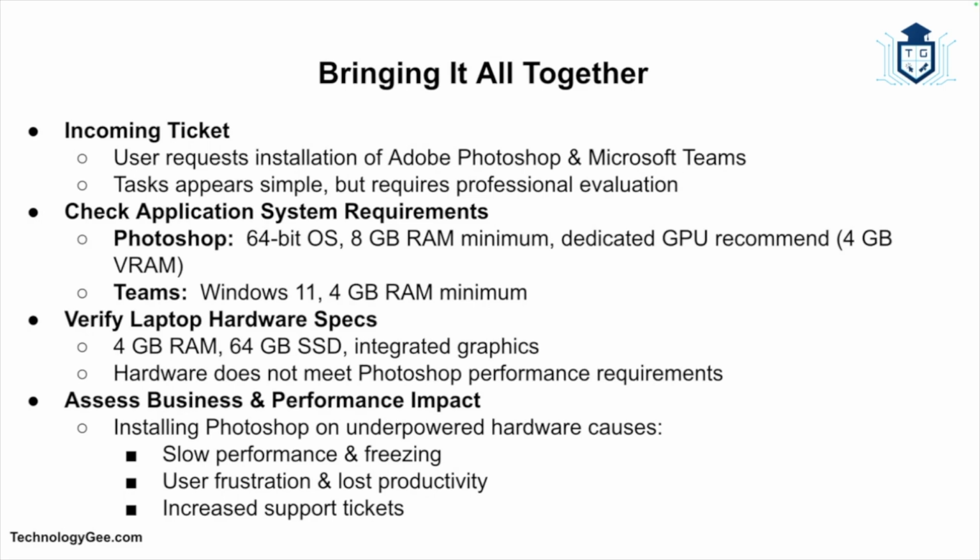First thing you're going to do, you're going to check the system requirements. Photoshop requires 8 gigabytes of RAM, a 64-bit Windows system, and at least 4 gigabytes of VRAM. And Teams requires Windows 11 and at least 4 gigabytes of RAM. Next, you're going to check the laptop specs. The laptop has 4 gigabytes of RAM, a 64 gigabyte SSD, and integrated graphics. And then you're going to realize that that's not enough RAM or VRAM to support Photoshop.